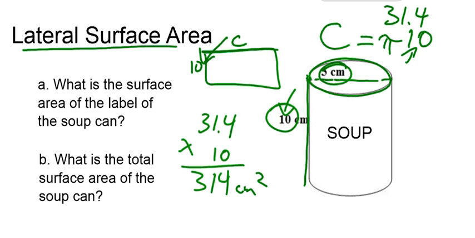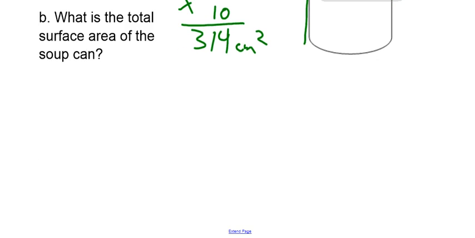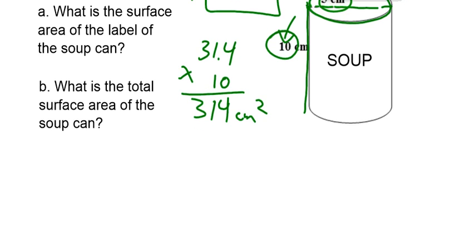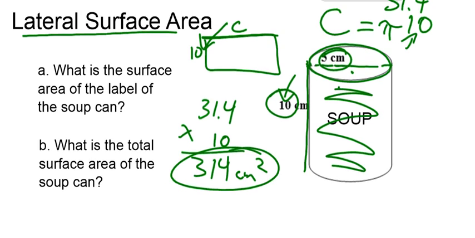All right, part B then says, okay, what if I wanted to know the total surface area of the soup can? So we don't want to know just the label. We've already solved for the label, so we can keep that. That covers all of this section. But now we've got to go back and solve for the top and the bottom. We have to find the area of this circle right here.